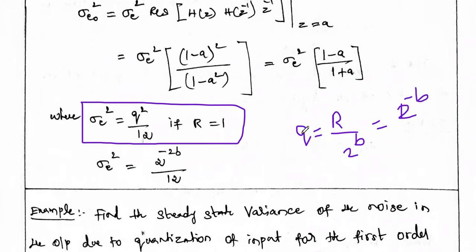Then this quantization step size, you substitute in this sigma E squared. So sigma E squared is equal to 2 to the power minus B the whole square divided by 12. 2 to the power minus B the whole square is nothing but 2 to the power minus 2B divided by 12. So the input quantization noise is calculated. Here the B value is not given, so we take this sigma E squared value in terms of B.